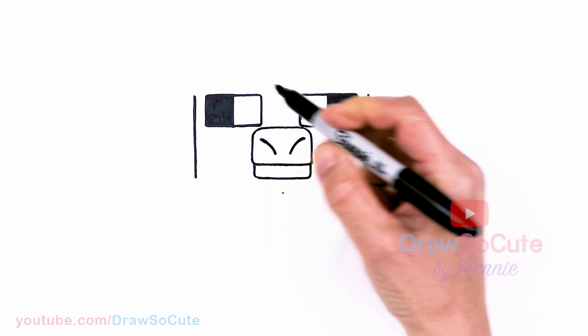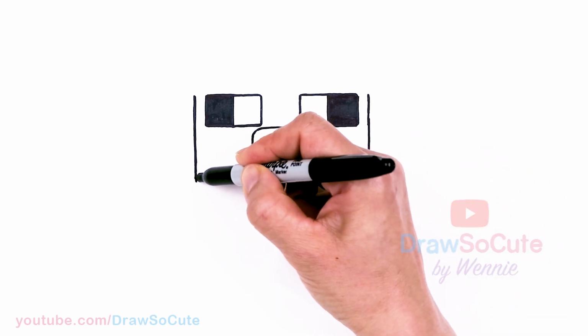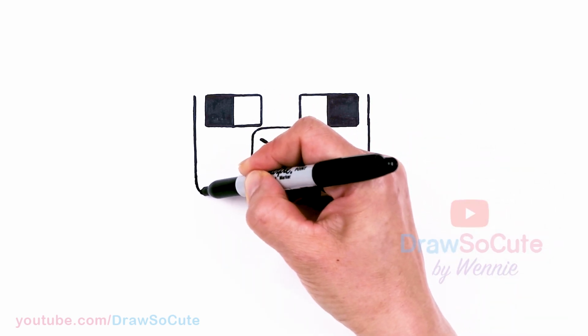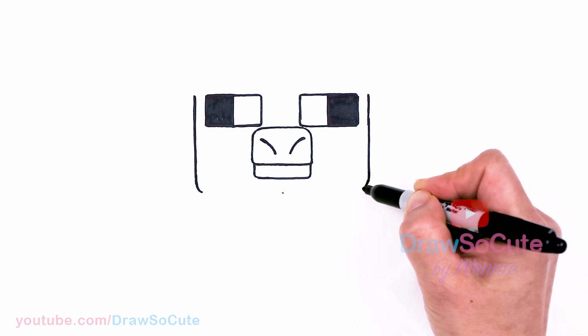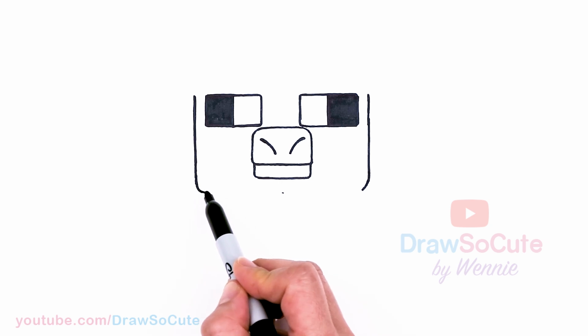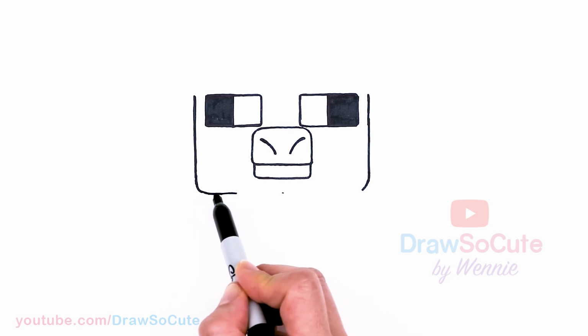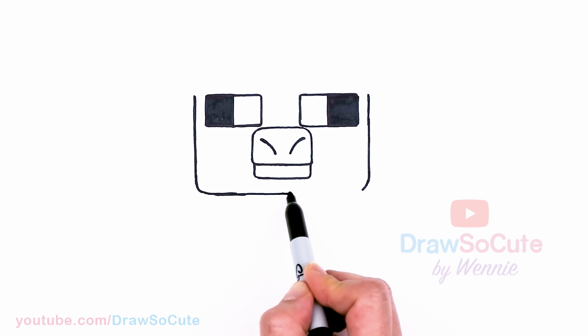I'll just give myself a point so I know where I'm going. And right about here, I'm going to go down and then just kind of round off the corner again. So same thing here, just round off the corner. And go across with a straight line.